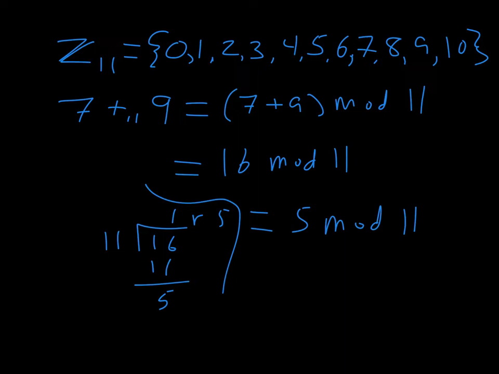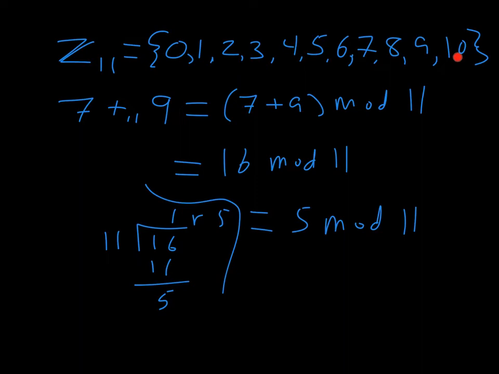So let's think about what we're doing here. Remember when you first learned how to add, you counted on your fingers? Let's do something kind of like counting on our fingers. We're going to start at 7 because we're doing 7 plus 9 in this set Z11. So if I start at 7, I'm going to count up 9 times. So 1, 2, 3, 4, 5, 6, 7, 8, 9. See what happened right there?